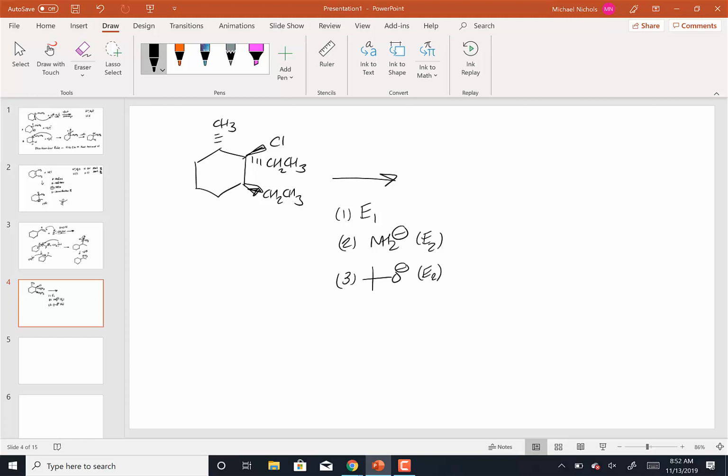So do we not have to show the transition states or anything for the problem? No, just the final product. No mechanism, no transition state, or anything like that.